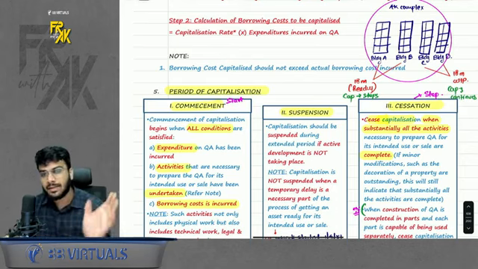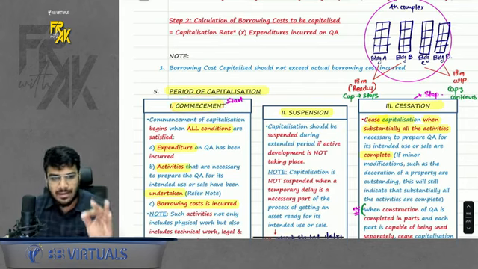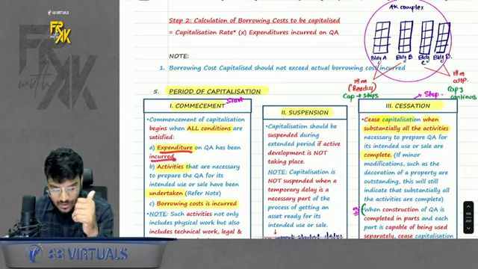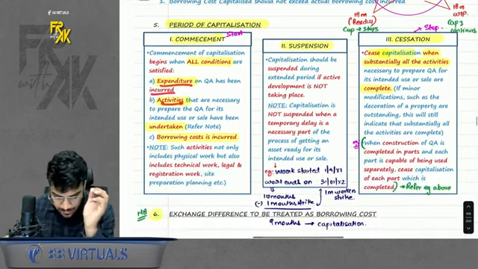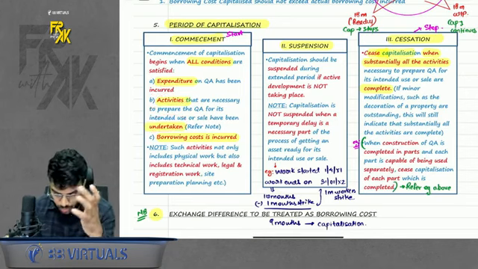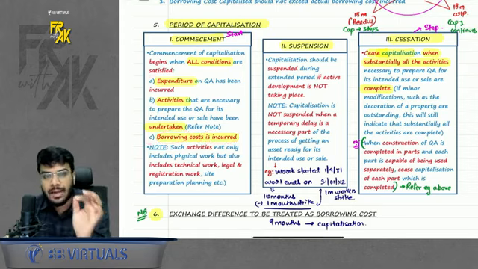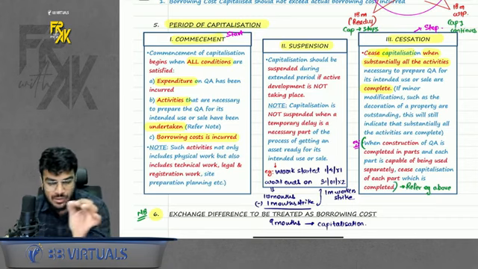So that means there are 3 terms here. Commencement. Commencement means when will you start the capitalization? When 3 conditions are met. First, expenditure should be incurred. Second, activities should be undertaken. The activities can be planning or any physical activity, and also borrowing cost should be incurred. When all the 3 are met, only that is the time when you will start the capitalization of interest.